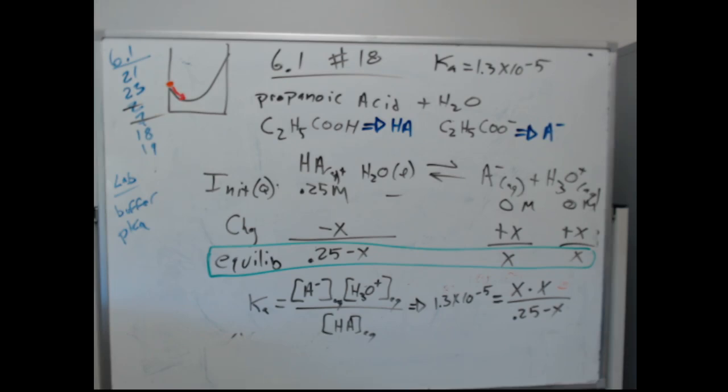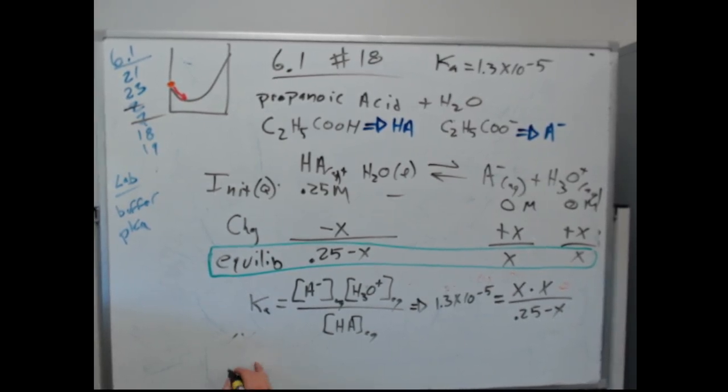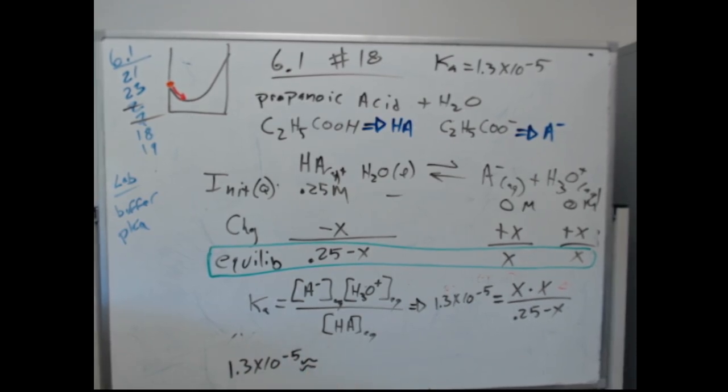In any case, we look at this and say, okay, there's got to be a shortcut. And we say, look, Ka is really small, right? 1.3 times 10 to the minus 5. That's really small compared to 0.25. So I'm going to use the x is small approximation. And I'm instead going to say 1.3 times 10 to the minus 5 is approximately equal to x squared over 0.25. And that's much easier to solve.